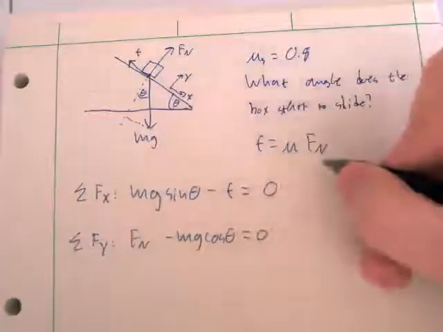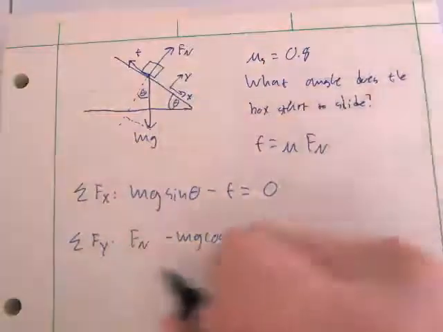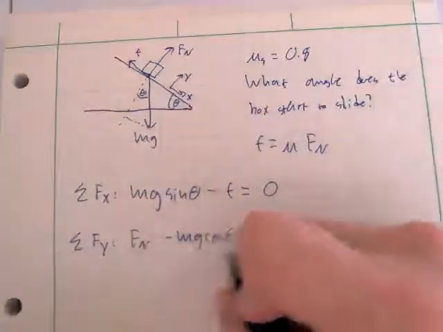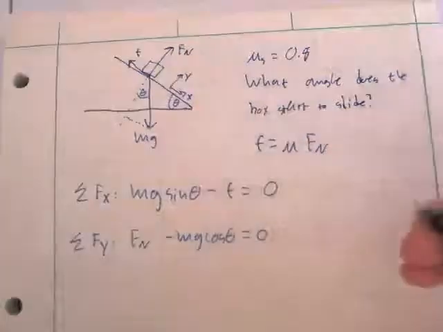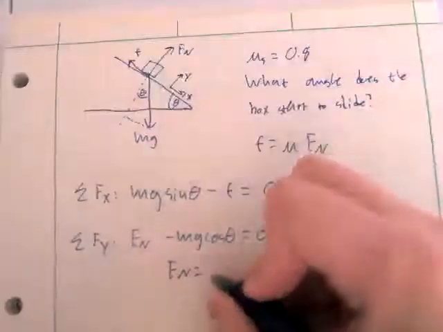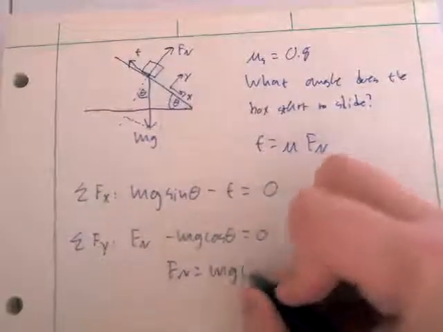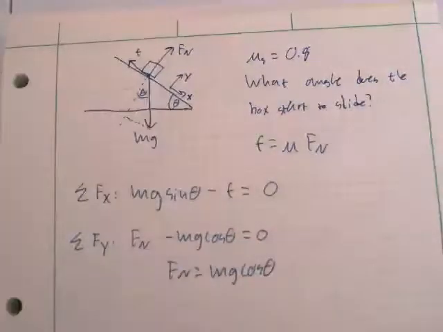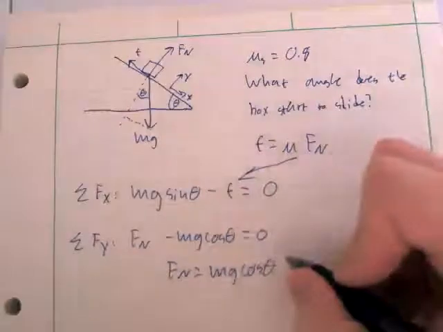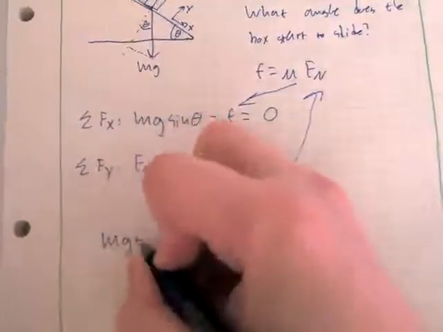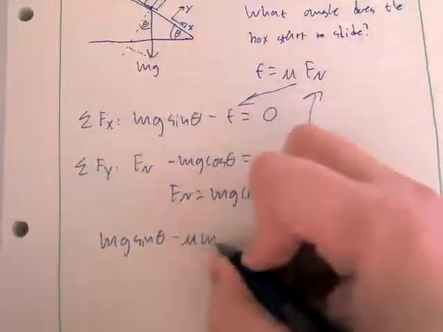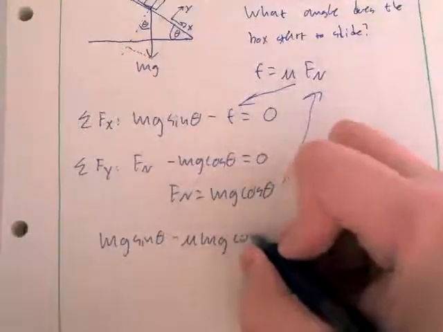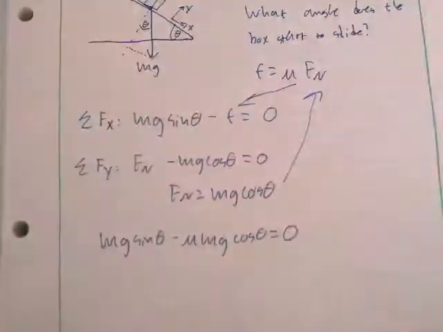So what else again do we know about our force of friction? Our force of friction is again mu times the normal force. Well, with this equation where we wrote Newton's second law for the y direction, we now have an expression for the normal force, right? You can very easily see the normal force is just going to be equal to mg cos theta. So let's plug that in for our force of friction. So we can say mg sine of theta minus mu times mg cosine of theta equals 0.